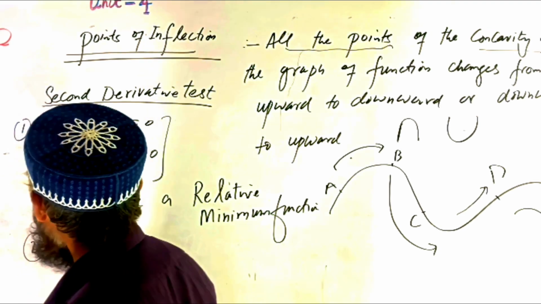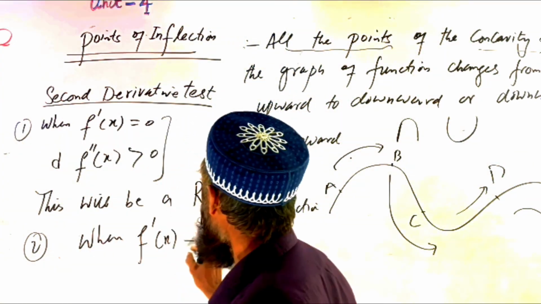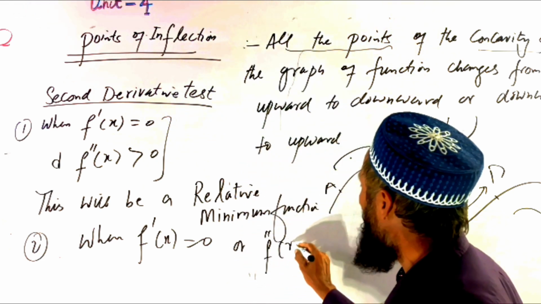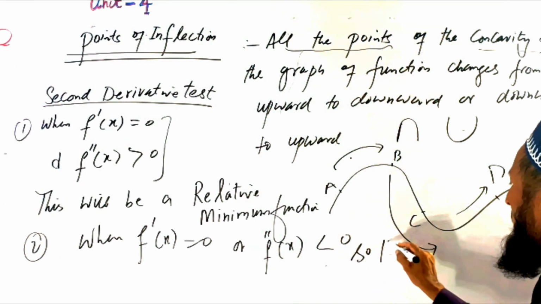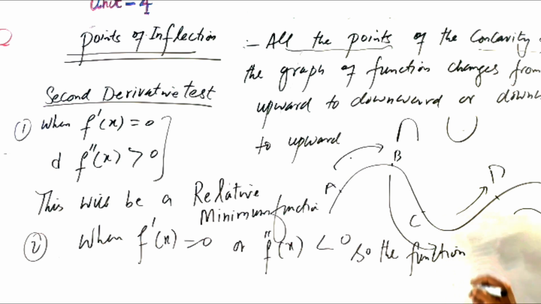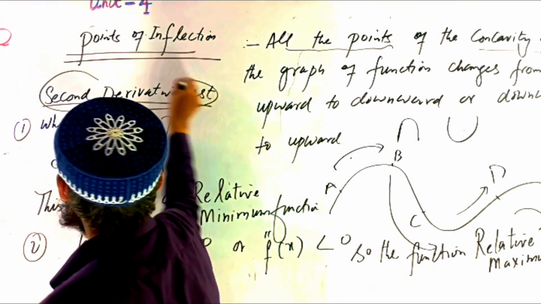If the second condition, when f dash x is equal to 0 and the second derivative f double dash x is less than 0, then the function has a relative maximum. That point must be noted for the second derivative test.